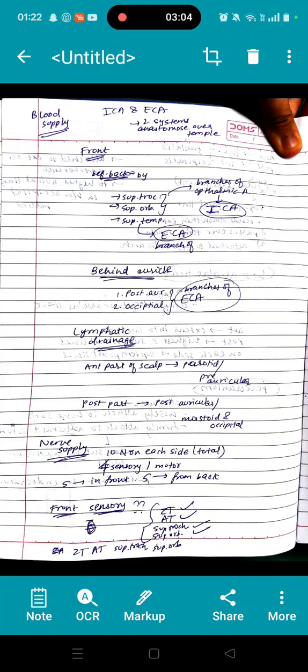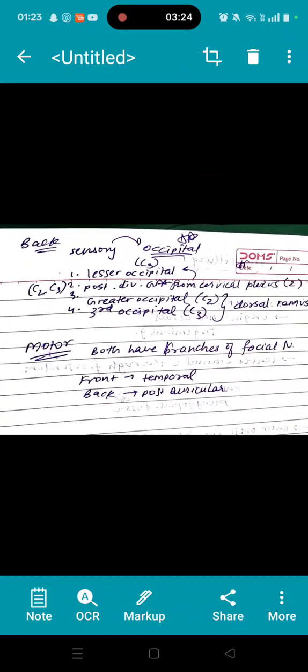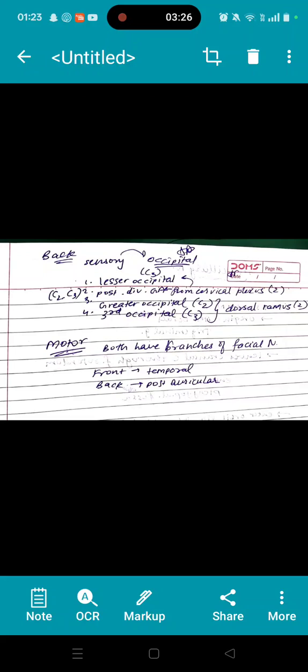Nerve supply: 10 nerves on each side in total, 9 sensory and 1 motor on each side, 5 in front and 5 from the back. In front, sensory nerves are zygomaticotemporal, auriculotemporal, supratrochlear, supraorbital, and the temporal branch of the facial nerve. From the back we have branches from the dorsal ramus and cervical plexus. From the cervical plexus: lesser occipital C2, C3, and posterior division of greater auricular C2, C3. Greater occipital C2 and third occipital C3 are from the dorsal ramus. Motor supply is from the temporal branch of the facial nerve in front, and the post-auricular branch of the facial nerve from the back.